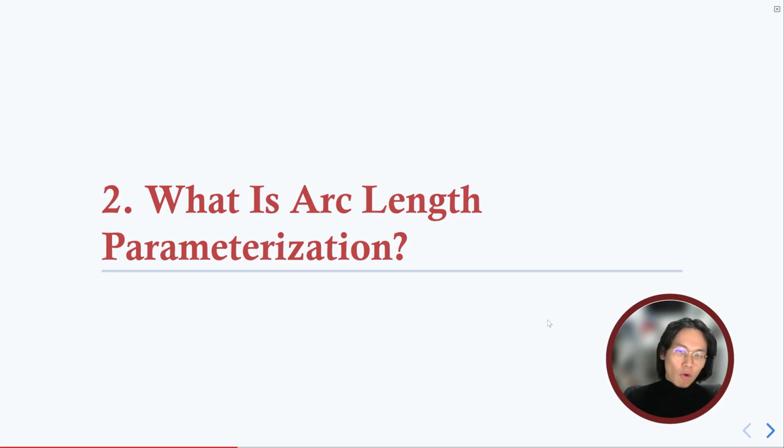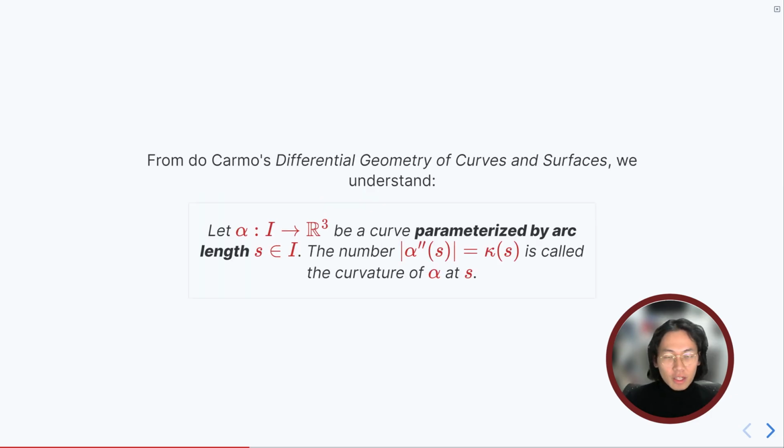Then go to the core of this topic. What is arc length parameterization? From do Carmo's differential geometry, his definition of curvature involves the notion called parameterized by arc length. So what does it mean?